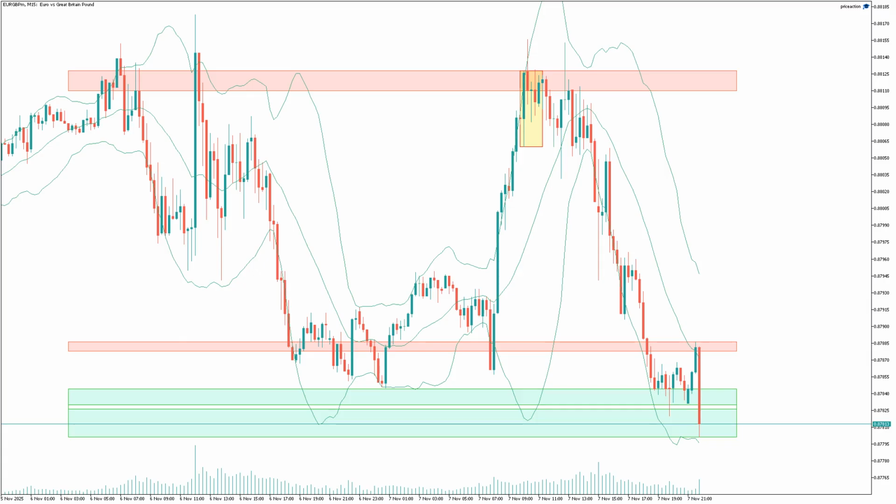The support zone is identified around the price level of 0.87801 to 0.87844. This area shows multiple instances where the price has reacted and bounced upwards, indicating significant buying interest.